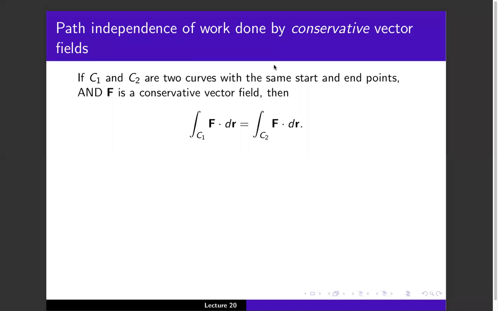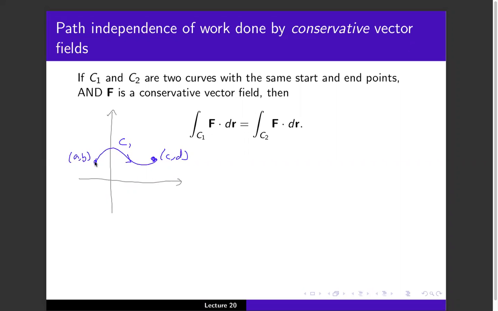Now here's the upshot with some of this stuff. If you have two different curves and they've got the same starting and ending points, and F is a conservative vector field, then if you take two different integrals of the same conservative vector field over those two different curves, you're going to get the same answer. So suppose, for example, here's one endpoint, here's the other endpoint, here's C1. We're going in this direction. Let's say this is the point (a,b). This would be the point (c,d).